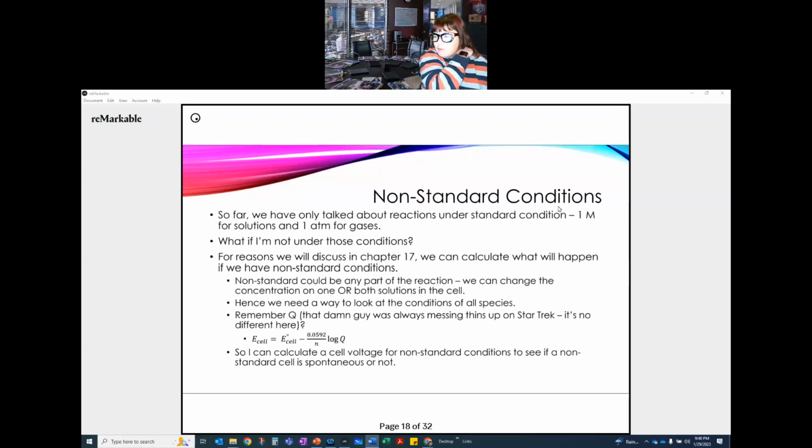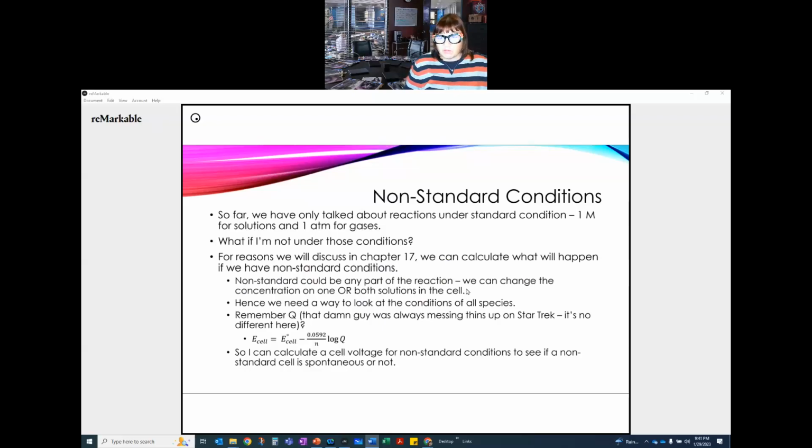What are we going to be looking at when we talk about non-standard conditions? Well, so far, we've talked only about standard conditions: 1 molar for solutions, 1 atmosphere for gases. What if I'm not under those conditions? For reasons we'll talk about in chapter 17, we can calculate what will happen if we're under non-standard conditions. It could be any part of the reaction. We could change one concentration or both. Any of them. We need to have a way to look at that.